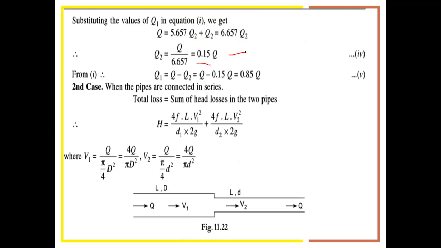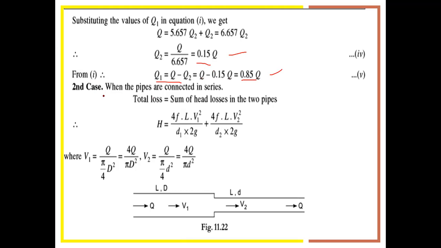So make it as 0.15. Therefore, from equation 1, Q1 is equal to, bringing Q1 over, in equation 1 this Q went to the other side. So Q1 is equal to Q minus Q2, where the Q2 value is 0.15 Q. Therefore, Q minus 0.15 Q, that is equal to 0.85 Q. Q1 is equal to 0.85 Q. That is the equation for this pipe connection.